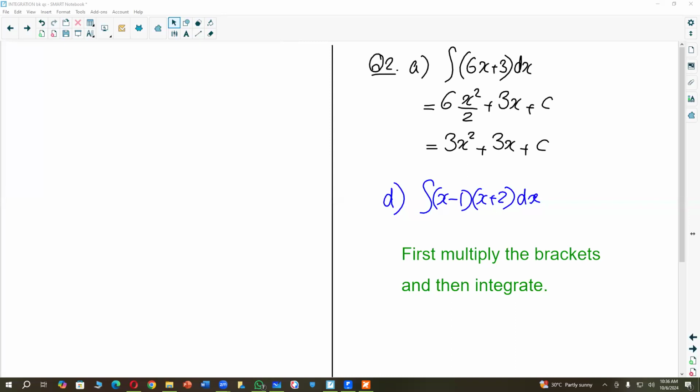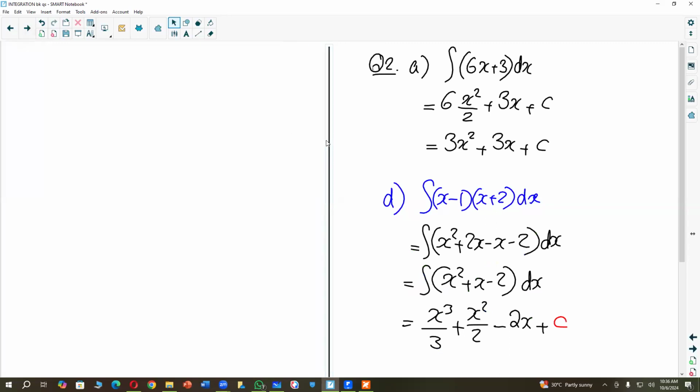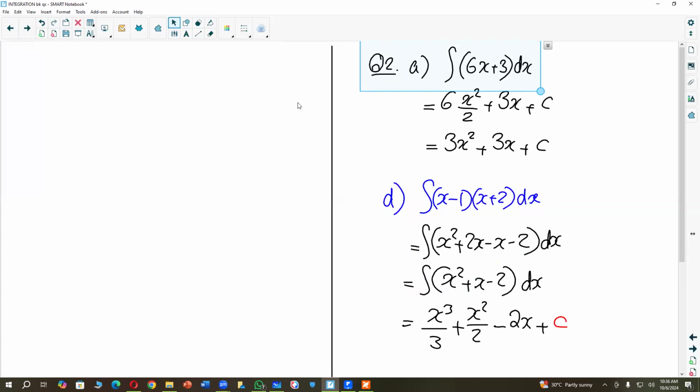Sorry, it was a glitch, and we multiply the functions. Sure, I did that part, but then at the very end, you'd get two of these x's. So x cubed over 3 plus x squared over 2, right? Okay, so then I got x cubed over 3 plus x squared over 2 minus 2x plus c.